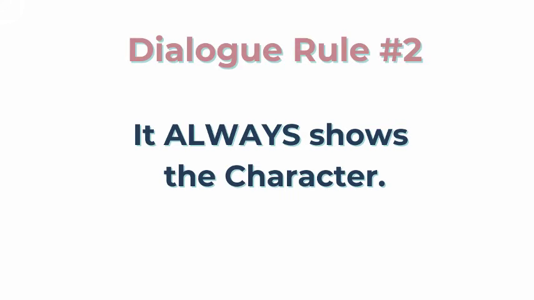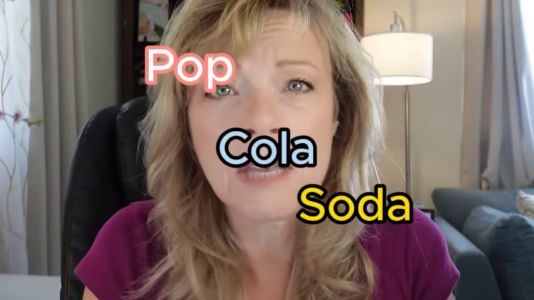Number 2, your dialogue should always show the character. One of the biggest mistakes that I see from the new writers that I work with is that all the dialogue sounds exactly the same. You've got to really know your character. Like, are they from the South? How people in the South talk about soda, for instance, is different than how people in the North or even the Midwest talk about soda. Every little tiny element helps make it more real for the reader.